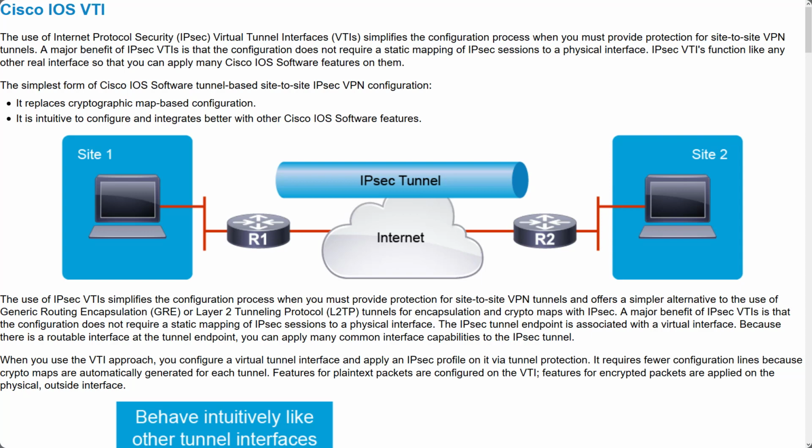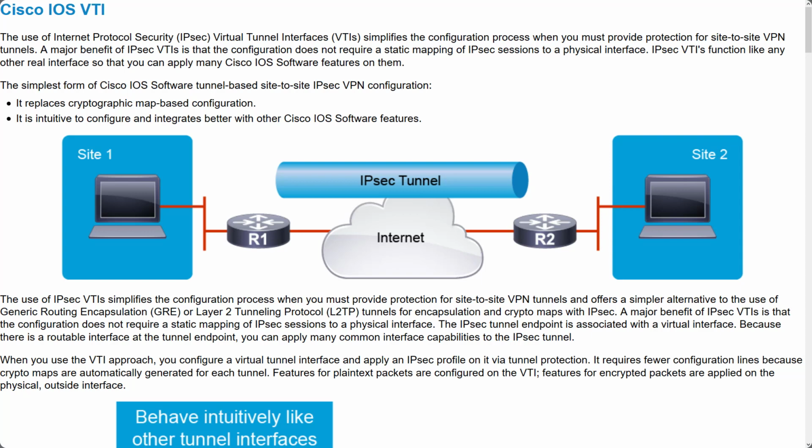All right, so it says here to start off the paragraph, the use of VTIs simplifies the configuration process when you have to provide protection for a site-to-site VPN tunnel. So the biggest benefit of a VTI is that we don't require static mapping of IPsec sessions to a particular physical interface. And this will become more understood as we start to look at the configuration, especially if you're familiar with what traditional IPsec VPNs would look like. Right? We don't have cryptographic map-based configurations. It's a very intuitive configuration, very, very simple.